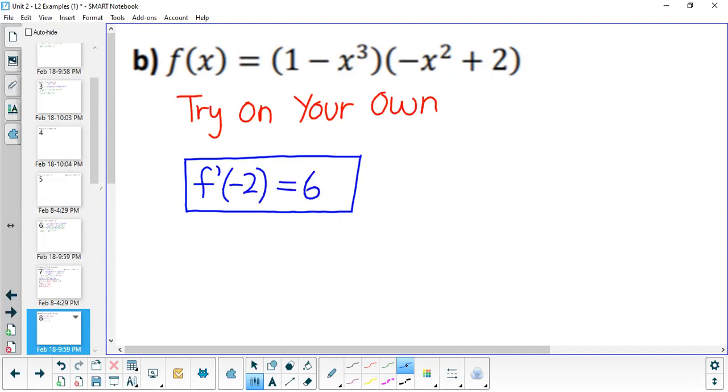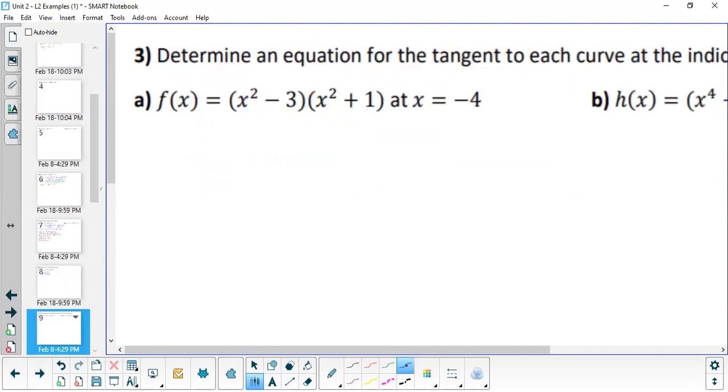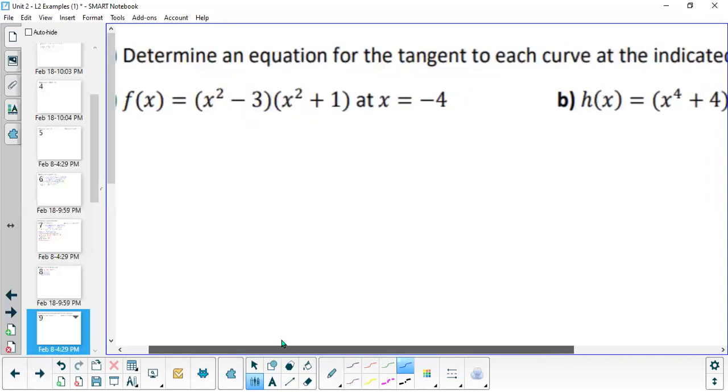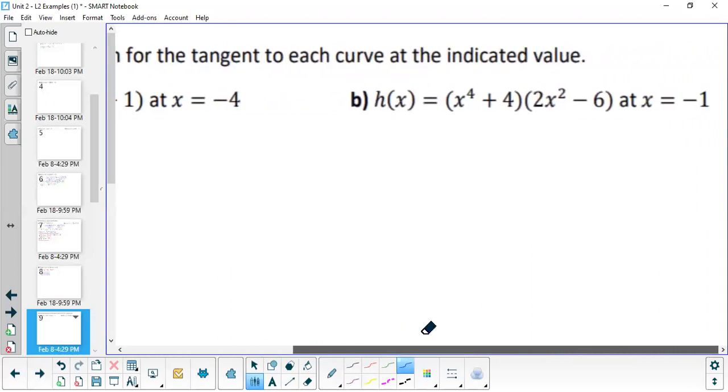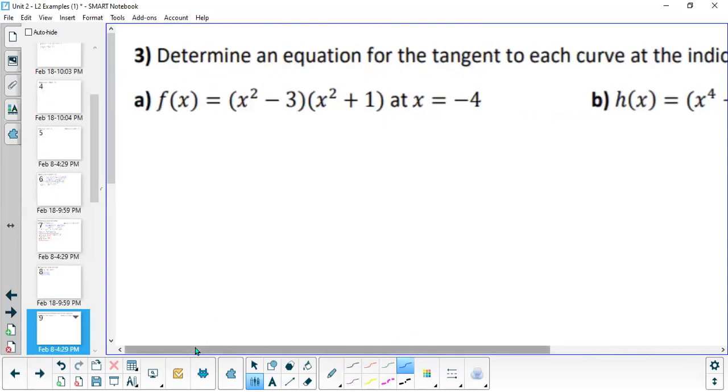-2 is equal to 60. Okay, so now let's move on to a long question. I don't know if you got this far in your hallway math, but the question read, determine an equation for the tangent to each curve at the indicated value. So they're not asking for the slope of the tangent line only, they're asking for the equation for the tangent.